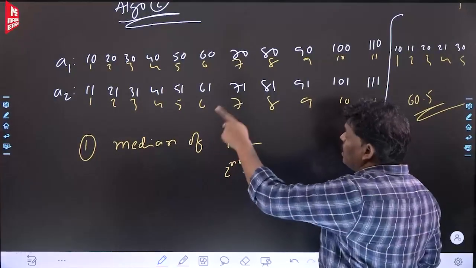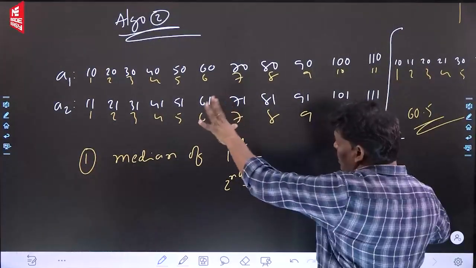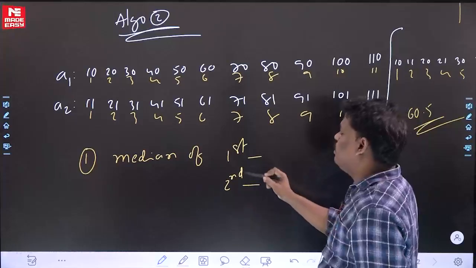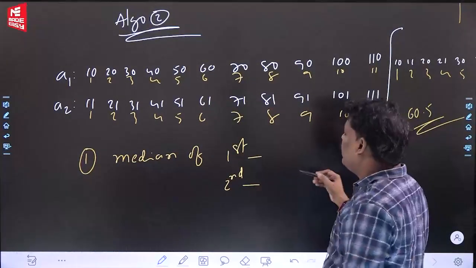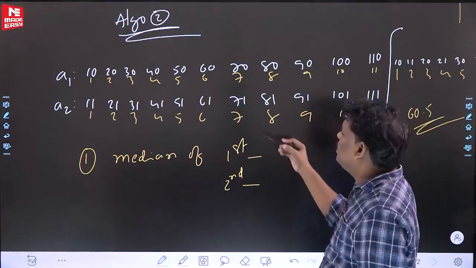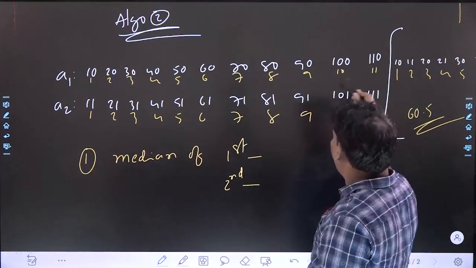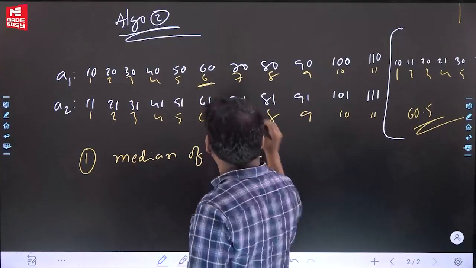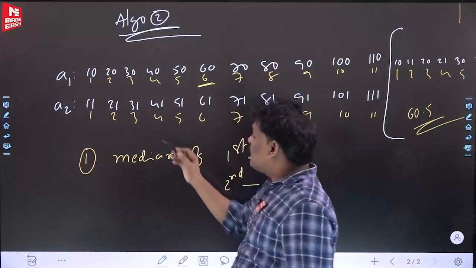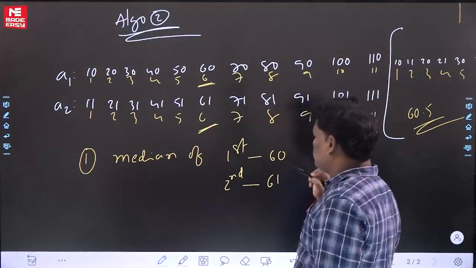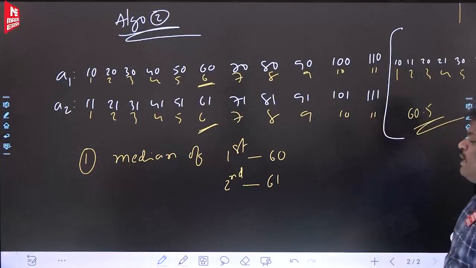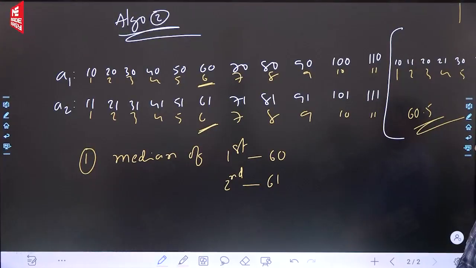I am repeating once again, Algorithm 2. The first step is to find the median of the first array and the median of the second array, because both are sorted. The first array has 11 elements, so the median is the sixth element, 60. The second array's median is 61. The first array median is 60, the second array median is 61.